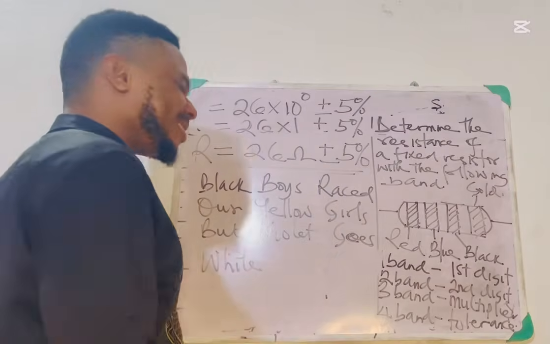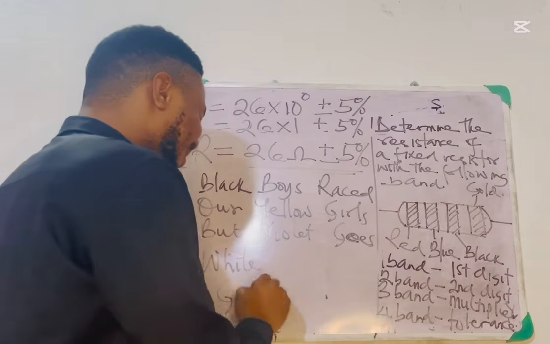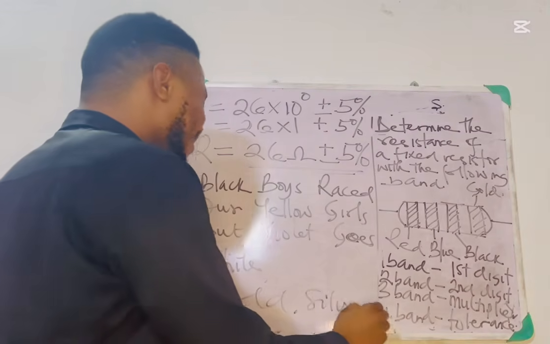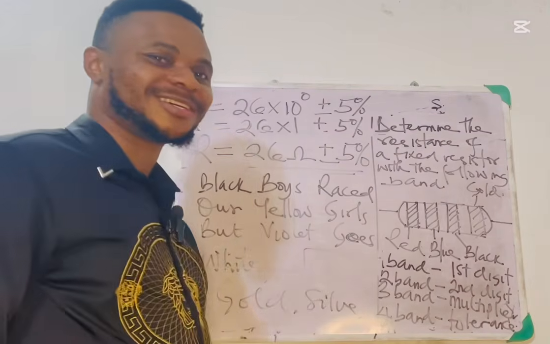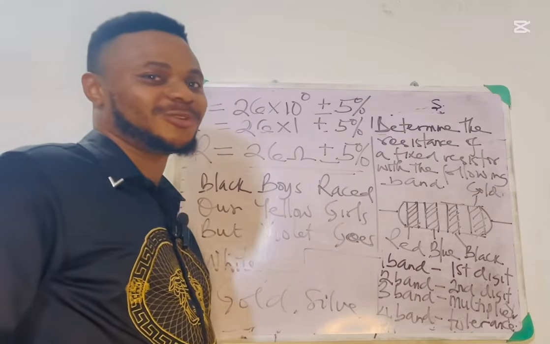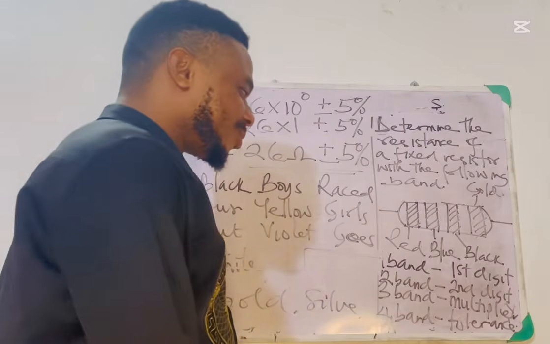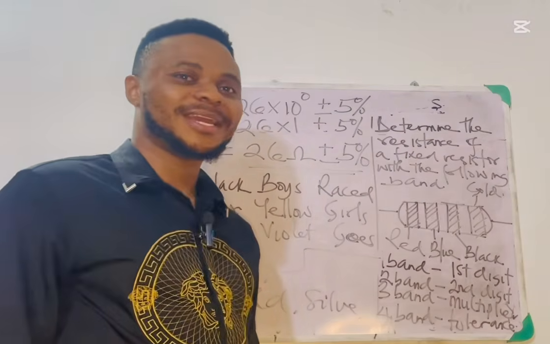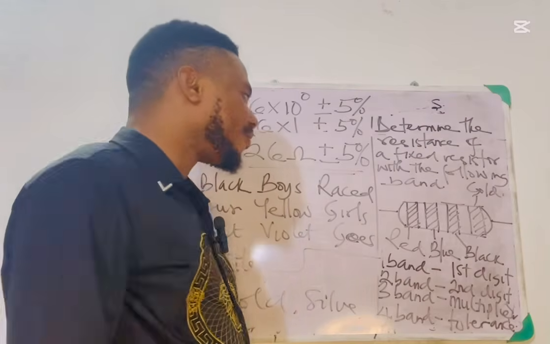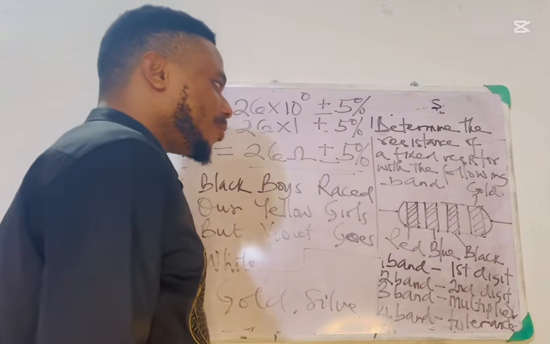Then of course the other ones are just gold and silver that you always remember. But these are the main colors. Gold and silver are only tolerance values. So it's very important to take cognizance of this. So this is the basic understanding of resistor color codes. We'll just look at one more example and that will be it.